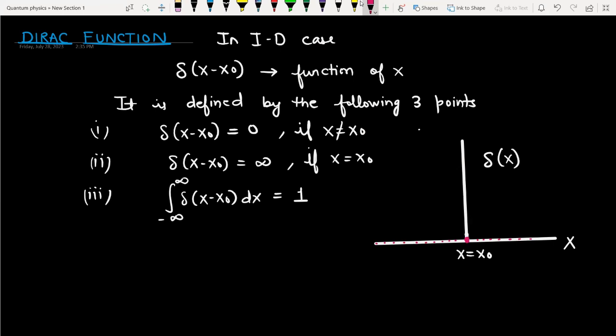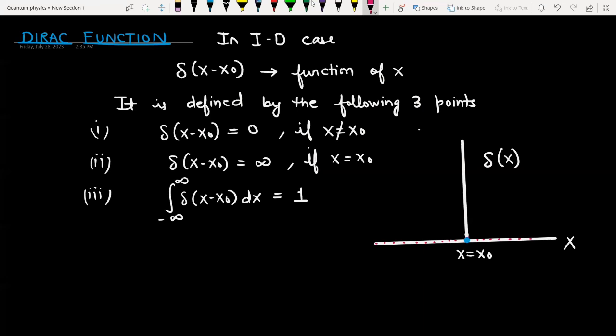Now when x is equal to x naught, that is at this point, this Dirac function becomes infinity. The straight line that I have drawn extends to infinity. And at the right hand side of this point, where x is not equal to x naught, the Dirac function is 0. So red points depict the points where x is not equal to x naught, and this Dirac function is 0 here.